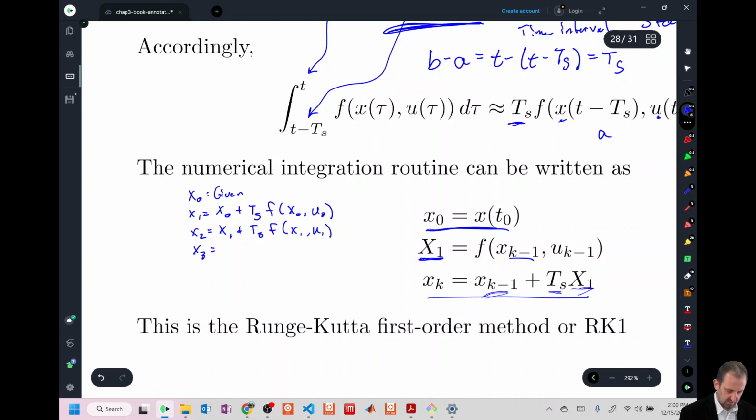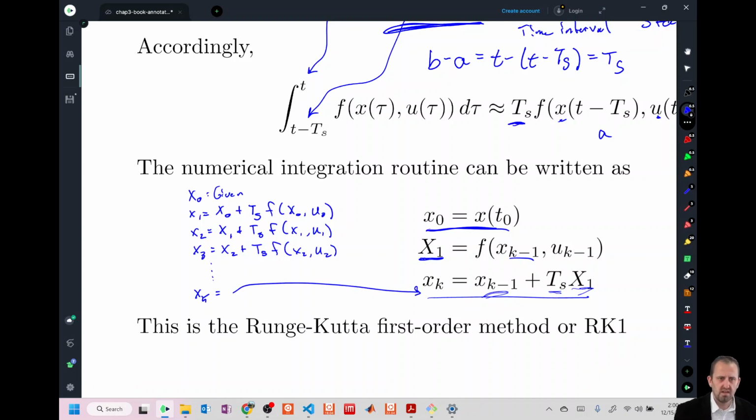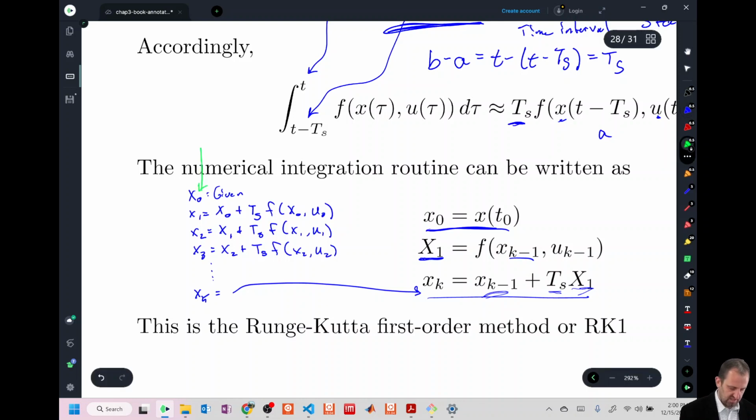x3 is equal to x at step 2 plus ts f of x2, u2. All the way down till we get x of k is equal to, right, our equation that we have right there. So we've in effect discretized our system using an approximation for that integral between time steps as just our time period times our dynamics at that point in time. So the easiest approximation to do. Note that this is discrete.